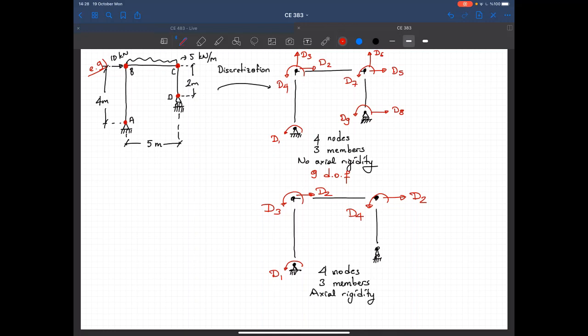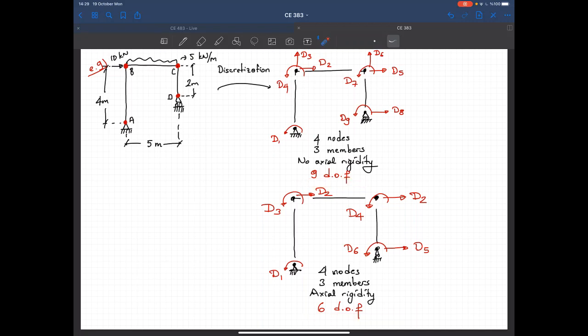Now let's jump to node D. It can translate. So this is the fifth degree of freedom, and it can rotate. This is the sixth degree of freedom. So when we assume axial rigidity, we end up with 6 degrees of freedom. And as you see, now with this assumption, the degree of kinematic indeterminacy decreases to 6.